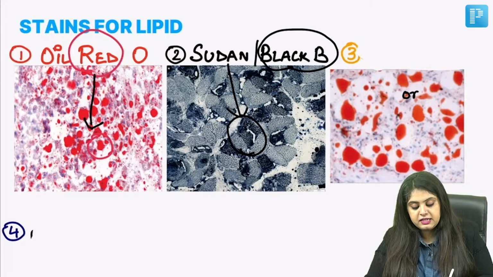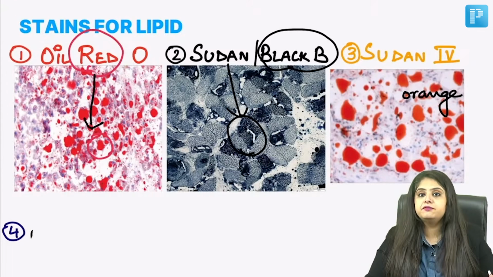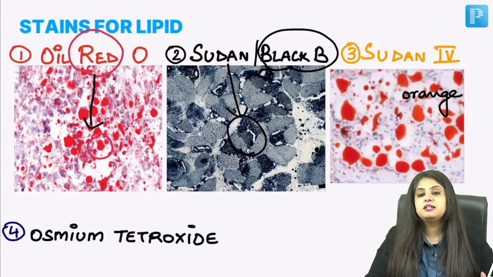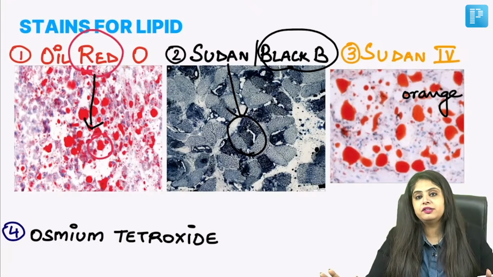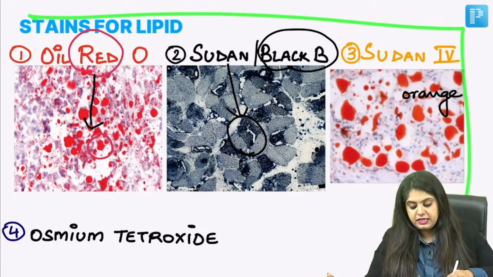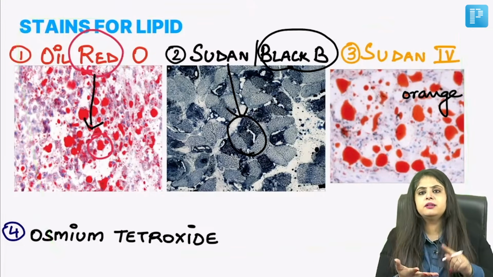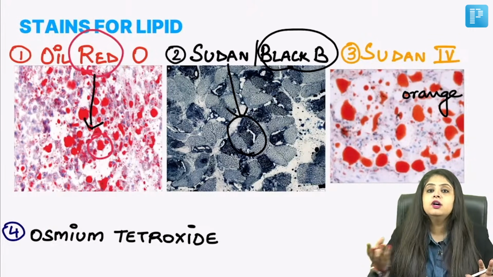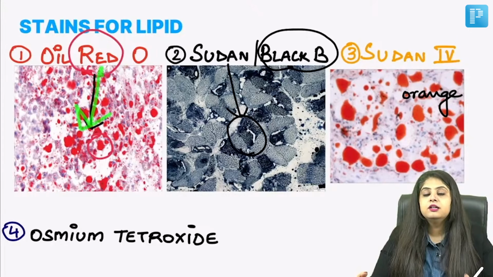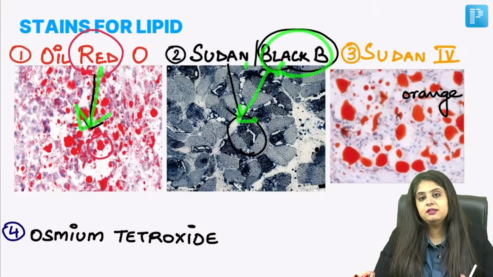Then I have a stain which is giving an orangish color to fat, and that is known as Sudan 4. And then I have another stain for fat. No color you have to know, just the name, that is osmium tetraoxide. So tell me the 4 stains for fat. Any organ, gallbladder ho, coronary artery ho, liver ho, heart ho, these are the 4 stains you will use. Oil red O for red color, Sudan black B for black color, Sudan 4 will give you orange color, and osmium tetraoxide.